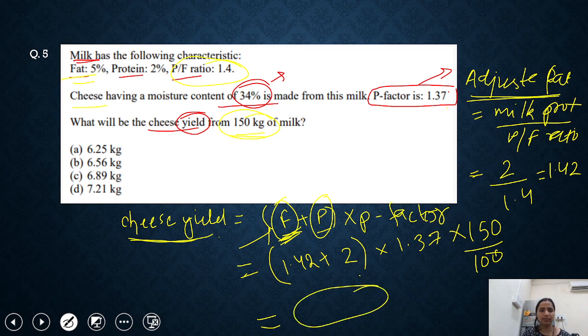Okay, so solve it by yourself and it will give you the correct answer. It does not come exactly 6.89, it will come around 6.9 something, 6.9 kg. Okay, so for this answer, we will consider C.